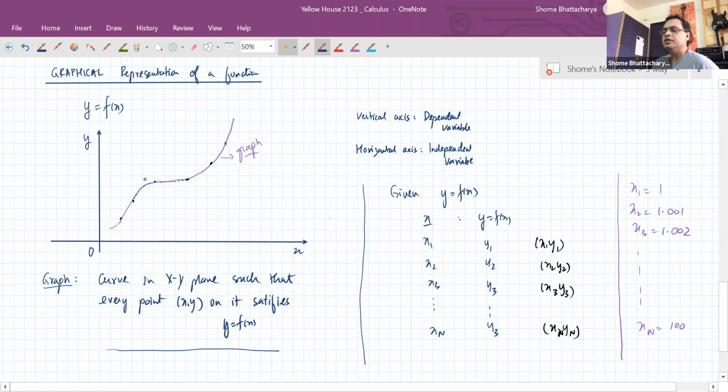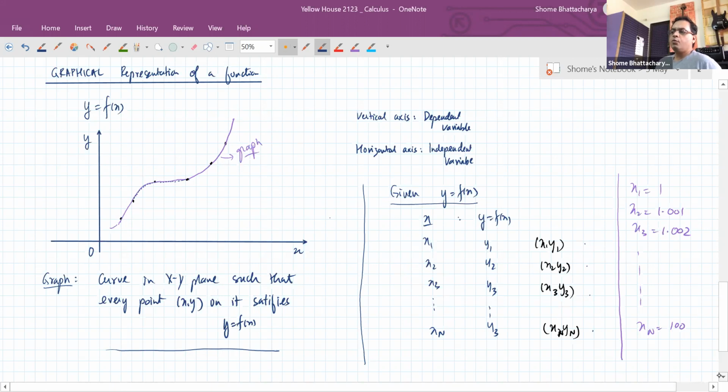Now the definition shows that we can't really plot a 100% accurate graph. So one of the ways of plotting the graph is that we take an approximate graph. We draw ordered pairs, and the more ordered pairs we have selected, the more accurate our graph is going to be.